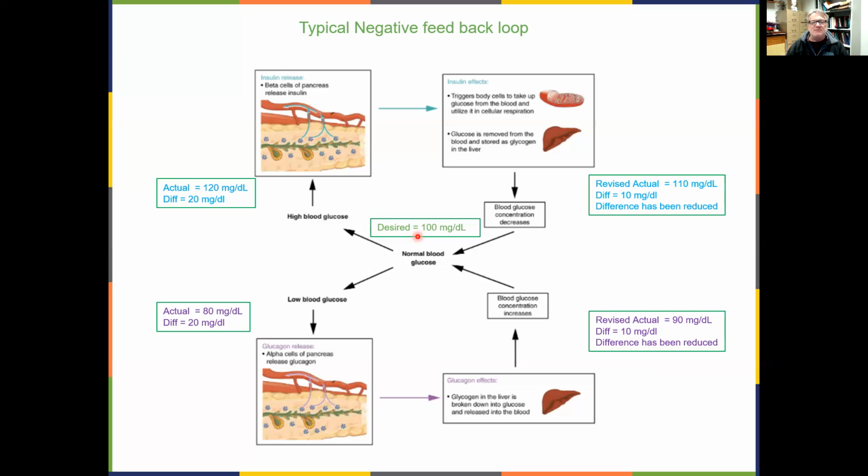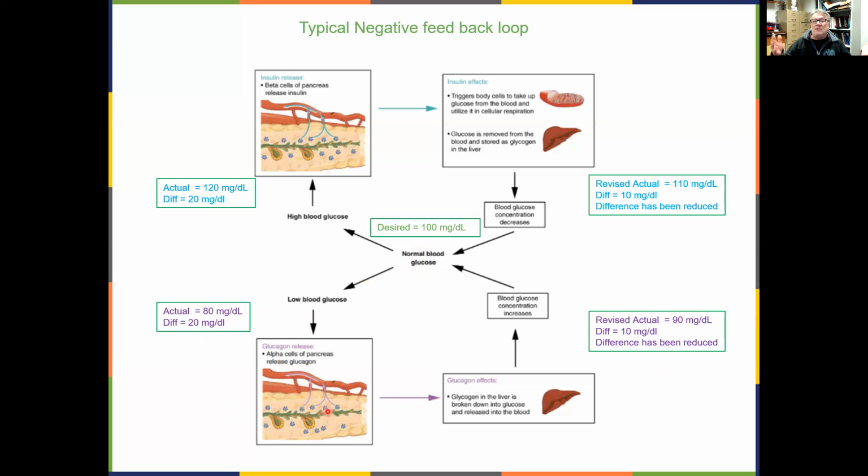Now what happens if we have the opposite situation, where you haven't eaten anything for several hours and our glucose level, instead of being 100 milligrams per deciliter, drops down to 80 milligrams? So we have low blood glucose. We still have a difference of 20, but now it's a difference in the opposite direction. The pancreas is still going to be involved, but instead of the beta cells, it's the alpha cells releasing a different hormone. Instead of releasing insulin, they're going to release glucagon.